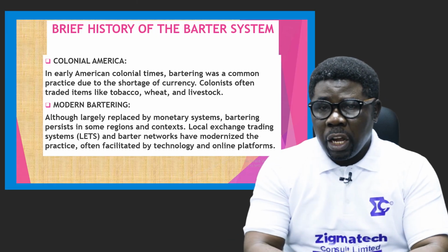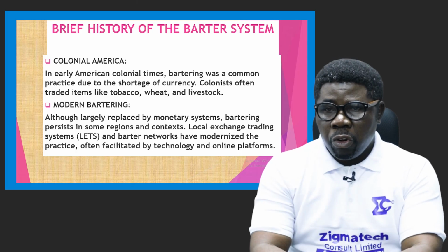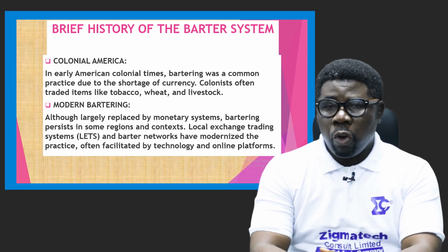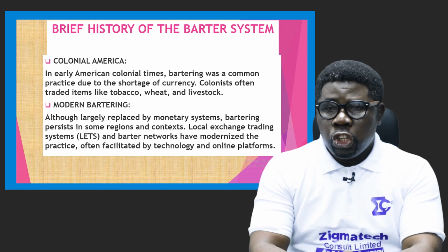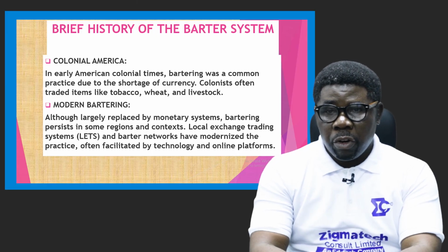We also have the colonial American period in the bartering history. In early American colonial times, bartering was also a common practice due to what? The shortage of currency. Colonists often traded items like tobacco, wheat, and livestock in this period of time.